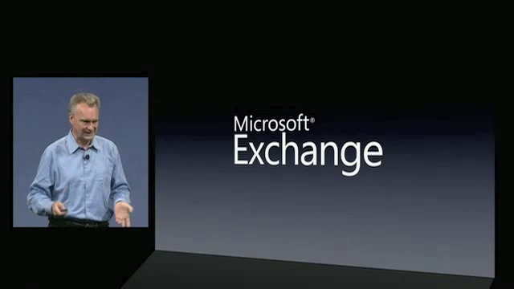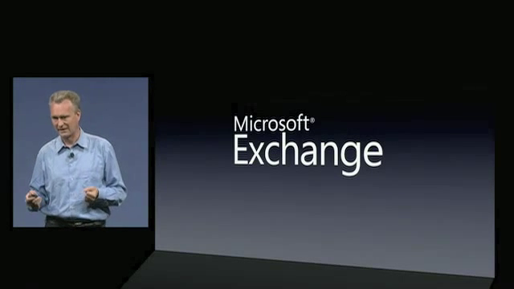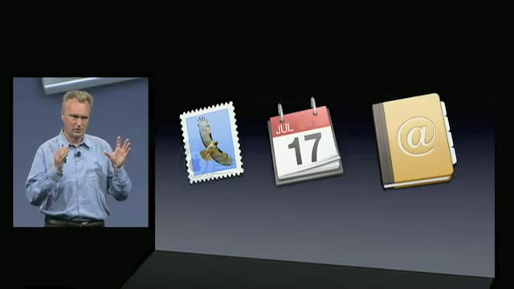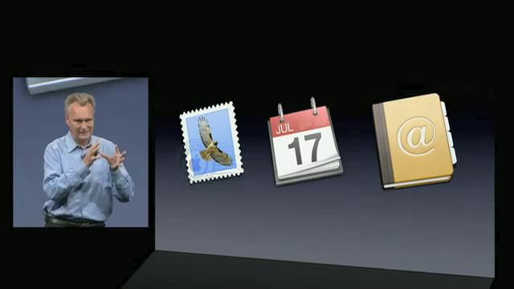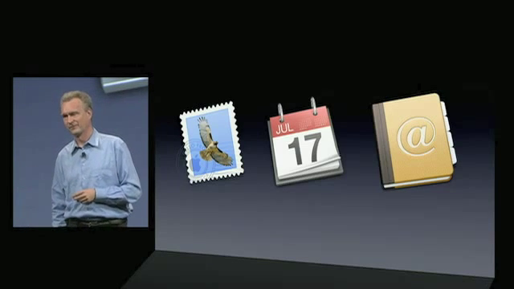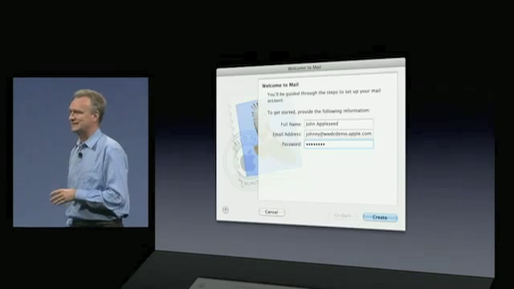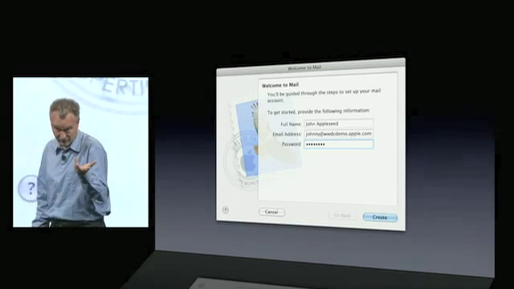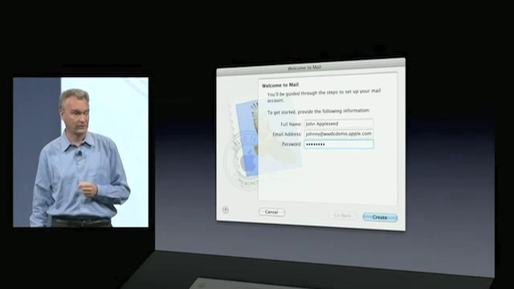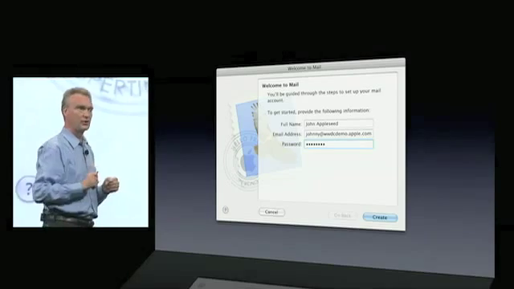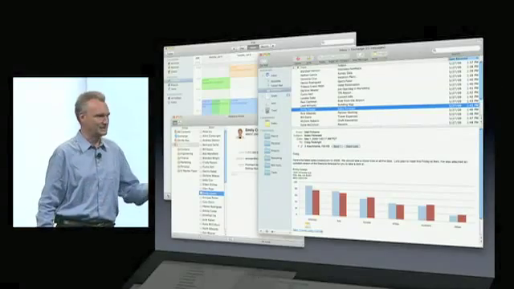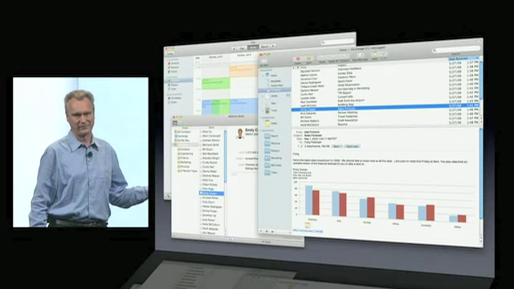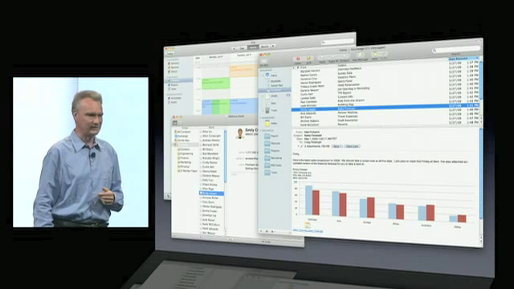So we've decided to build Exchange support into Snow Leopard, into the main three communication applications: Mail, iCal, and Address Book. It's really, really simple to set up, thanks to auto-discovery in the Exchange server. You just fill in your email address and your password, and that's it. You are set up in all three apps. So what I'd like now is to ask Craig to come back and demo us Exchange.